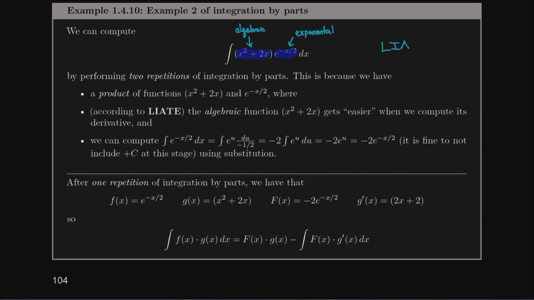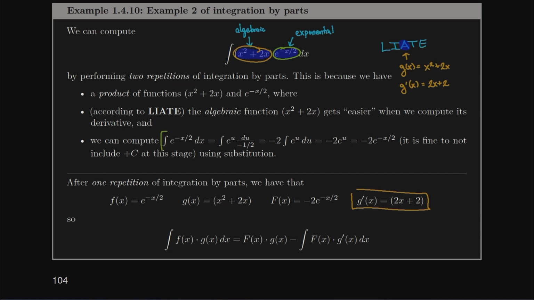When I look at LIATE, I definitely encounter the algebraic far before my exponential, so we're going to choose that the algebraic function is g of x, which in our case, what is our algebraic function? It's x squared plus 2x, which means its derivative, g prime of x, is going to be 2x plus 2. And that's what we see down here, g prime of x is 2x plus 2. Now, it does mean our function that we're not going to take a derivative of, but rather take an antiderivative of, will be e to the negative x over 2.